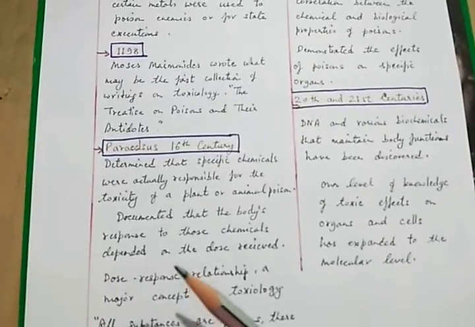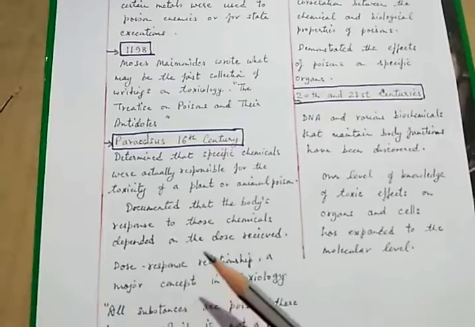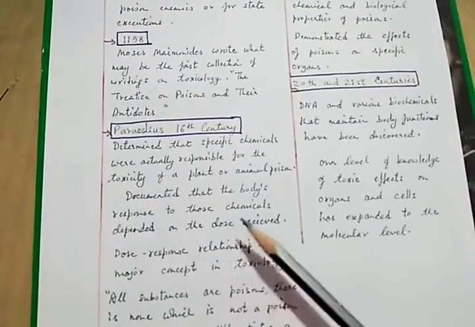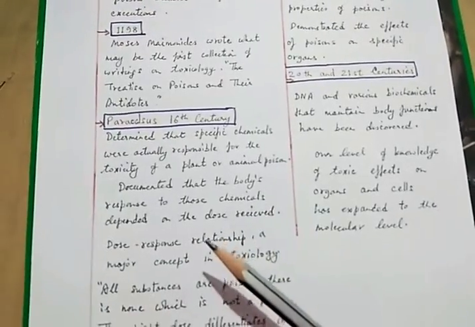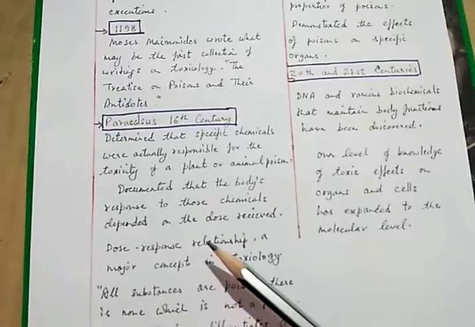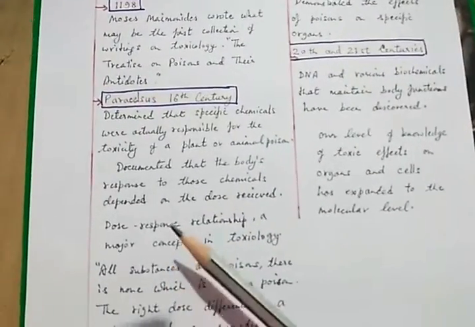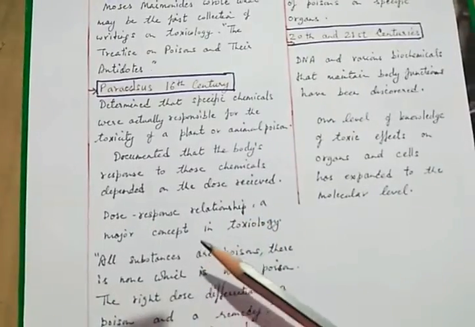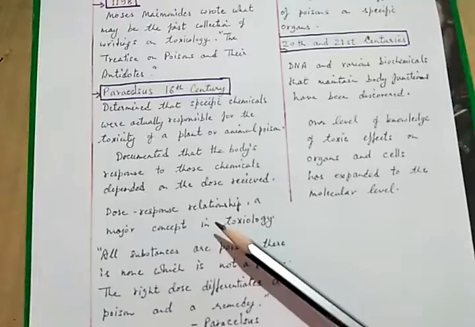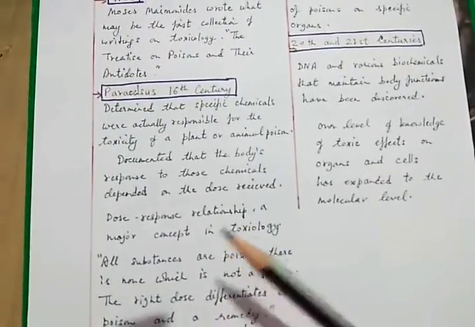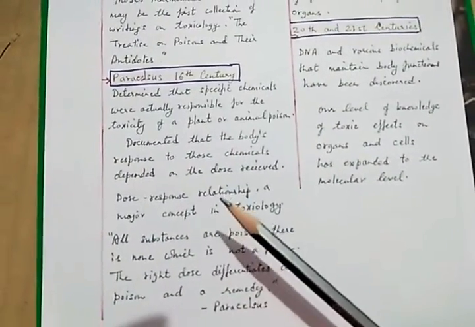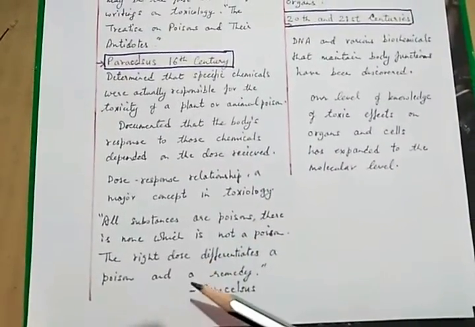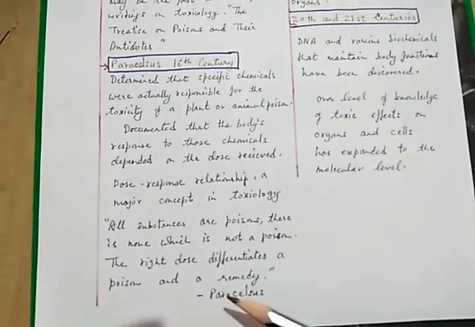If a low dose is received by a person or organism, then it might be harmless and beneficial, but higher dose could lead to adverse health effects, and this is known as the dose response relationship, a major concept in toxicology. And because of his contribution, Paracelsus was considered father of toxicology. He has said that all substances are poisons. There is none which is not a poison. The right dose differentiates a poison and a remedy.